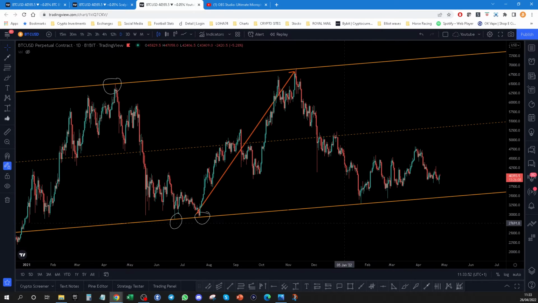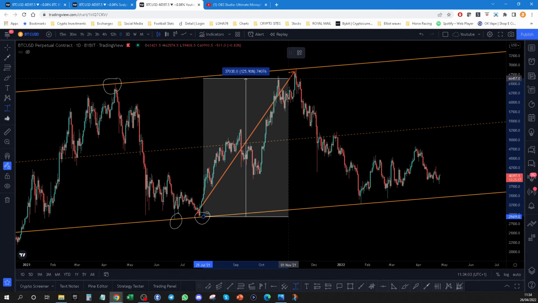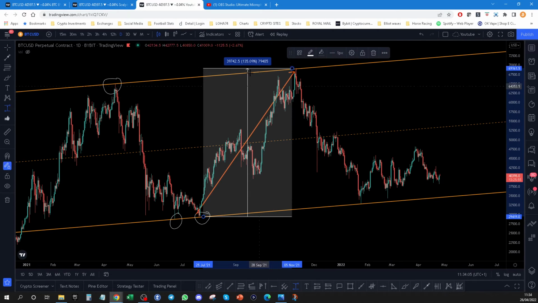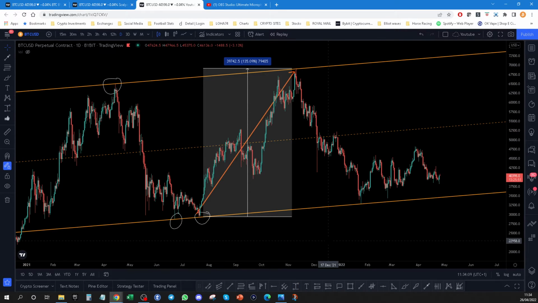But then, let's say you've got that one, that one, and that one. So we've now got the channel formed. We then want to see that was a 135% gain. Obviously, there are other factors. You should have confluence in these areas and things like that, but this is just showing it in plain, simple terms.